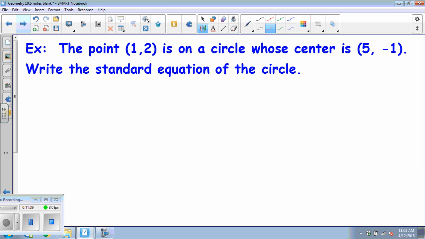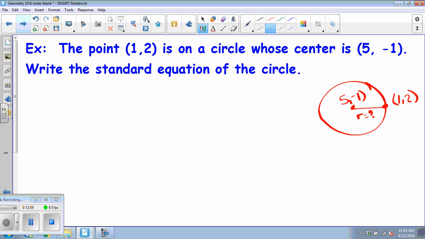How can we find the radius? Distance formula. Very good. Think about it. They're telling you, here's a circle. The center is (5, -1), and a point on the circle is (1, 2). So the radius is the distance from here to here. So you have to use the distance formula to find that radius.